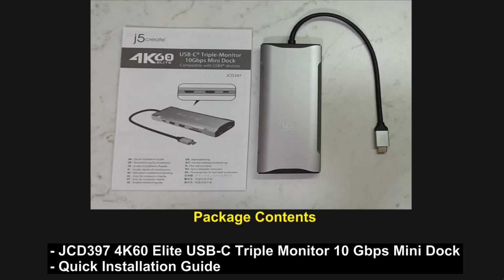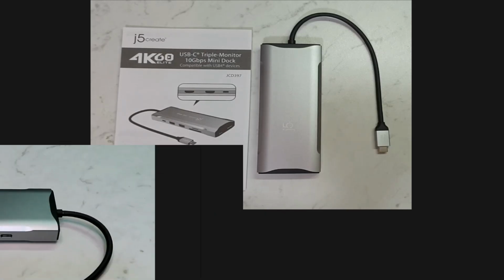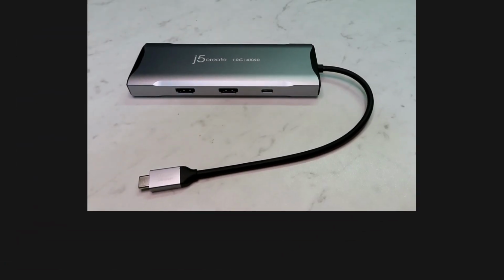So these are the package contents. It contains one JCD397 4K60 Elite USB-C triple monitor 10 Gbps mini dock, and one quick installation guide. Let's take a look at the mini dock.